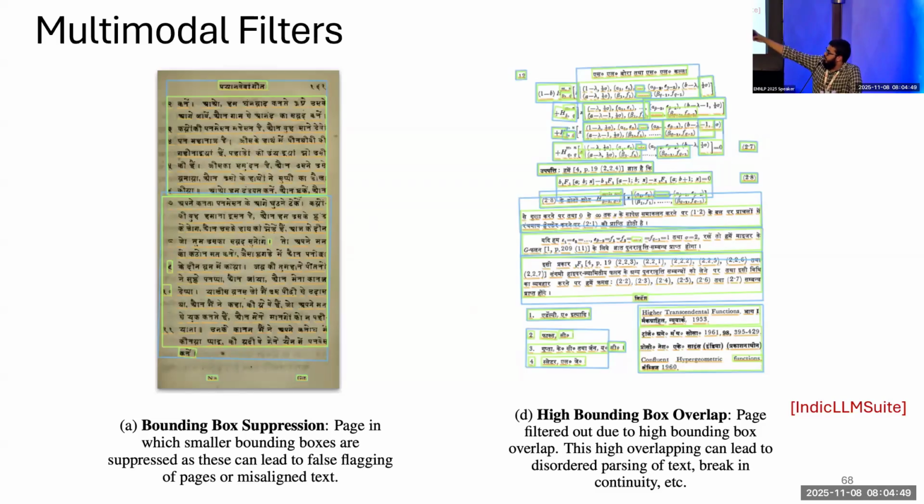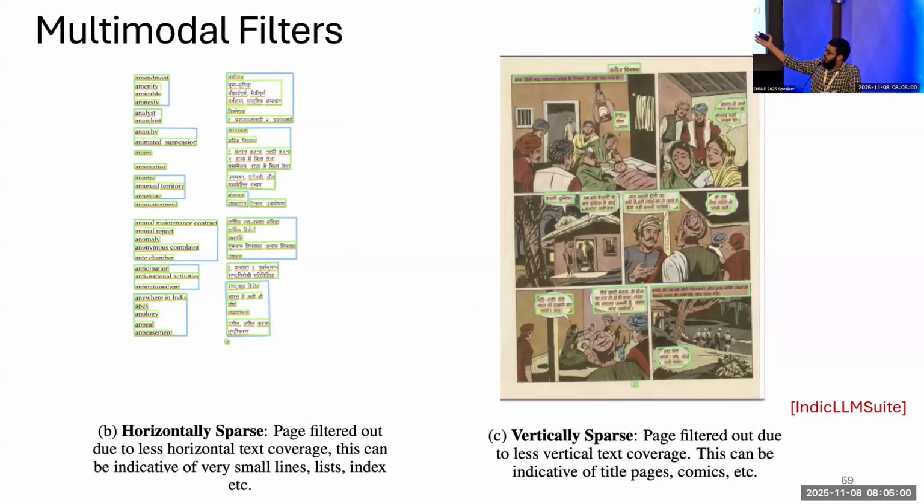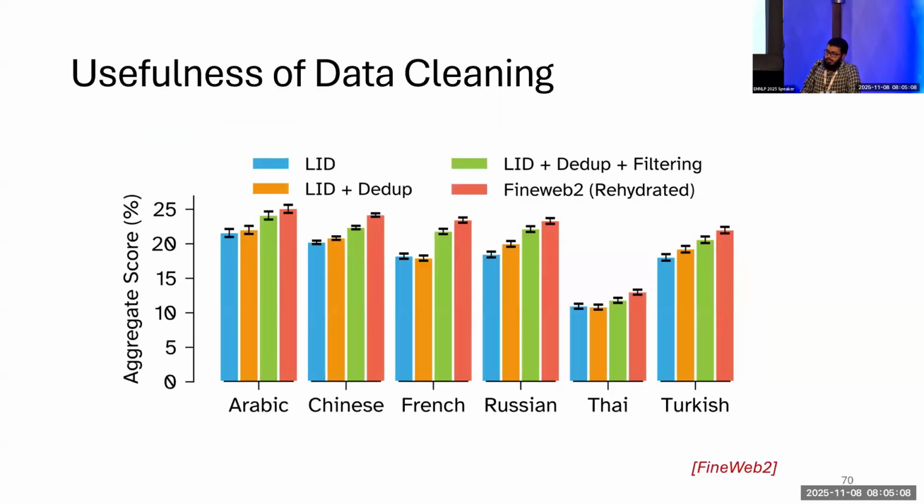For example, if your document has a lot of overlapping bounding boxes, you can simply filter it out, just discard it, because that's simply going to add a lot of noise in your data. Or if you have a horizontally sparse or a vertically sparse document, it's better to just remove all of them. I'll quickly go over the usefulness of cleaning of data.